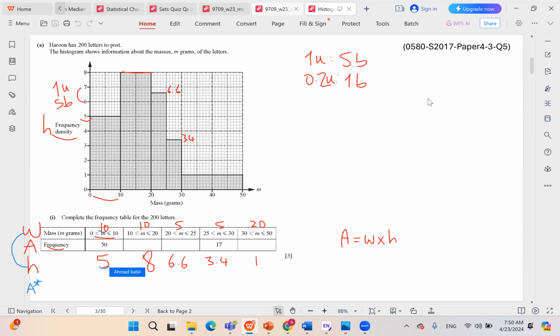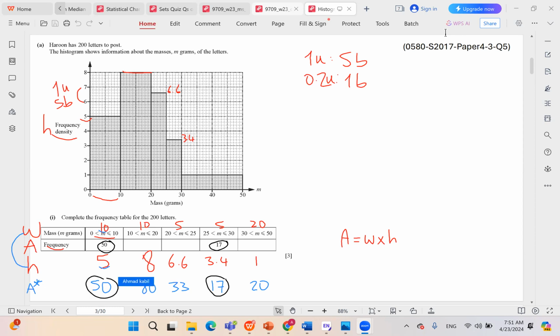So 10 times 5 gives us 50 here. And then 10 times 8 is 80. And then we have 5 times 6.6. So this is equal to 33. And then we have 5 times 3.4. This is equal to 17. And finally, we have 20 times 1, which is equal to 20. So we can see here that for their given values of area, they are exactly matching our computed values of area. And this will happen most of the time.